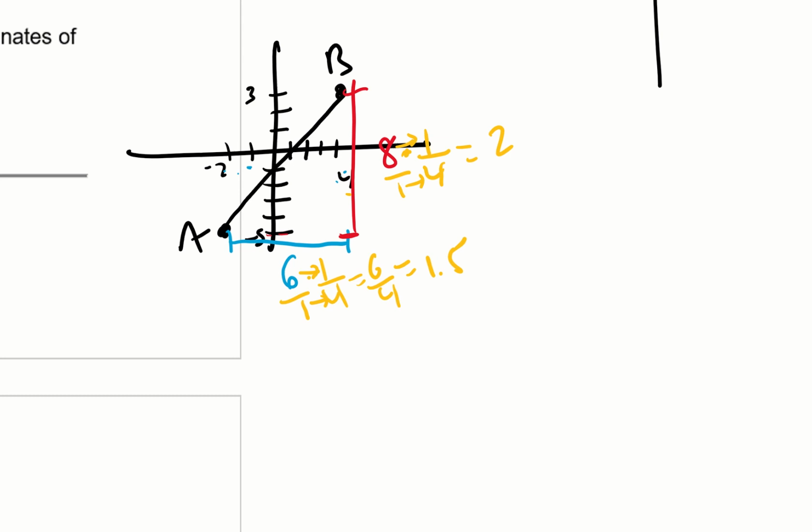So you're going to slice this up basically 2 units. And then you're going to slice this 1.5 units. So basically you're going to go to the right. This is positive, so you're going to go to the right 1.5 units, and then you're going to go up 2 units. So 1, 2, and then you're going to cut it, and that's where you cut it.